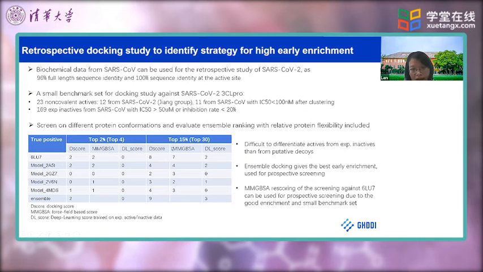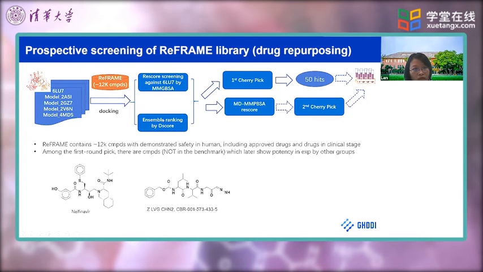We also observed that the MMGBSA rescoring of the docking study on the crystal structure gives a relatively comparable early enrichment, and due to the small benchmark set we are using this strategy as well in the prospective virtual screening. This slide gives a demo of how we use virtual screening to screen a ReFRAME library for drug repurposing purposes, but the general approach can be applied to virtual screening of other libraries.